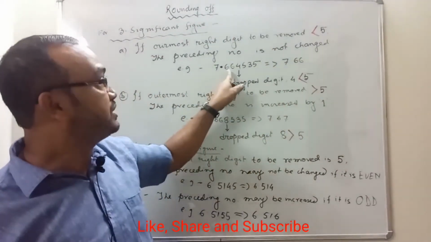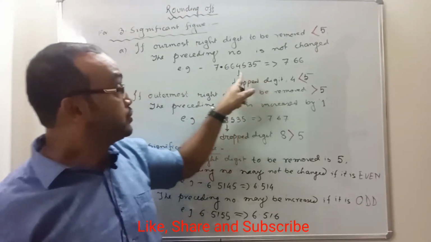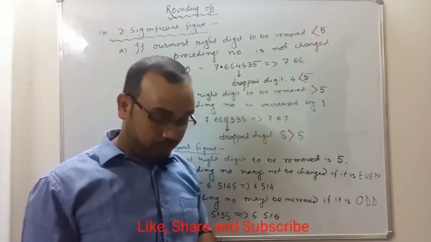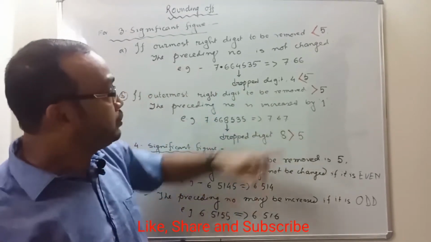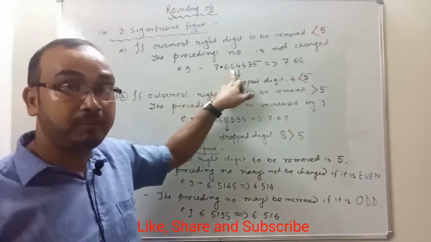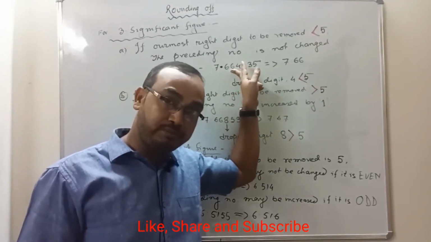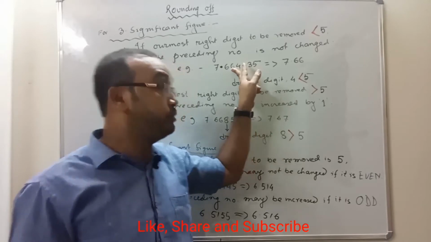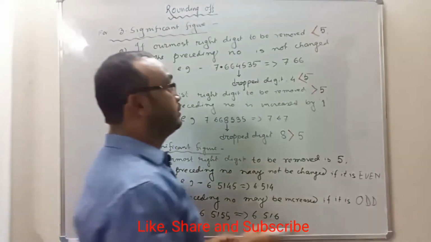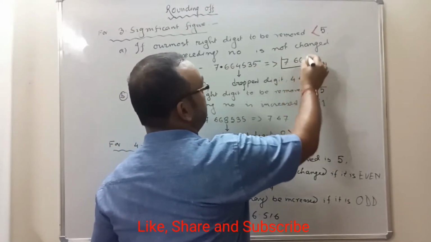So 7.664535. So 4 should be dropped. Since 4 is less than 5, this preceding number will not be changed. So for this number, the significant figures will be this.